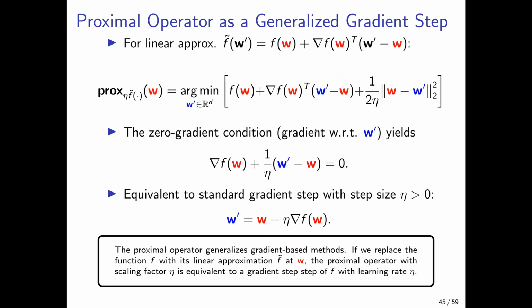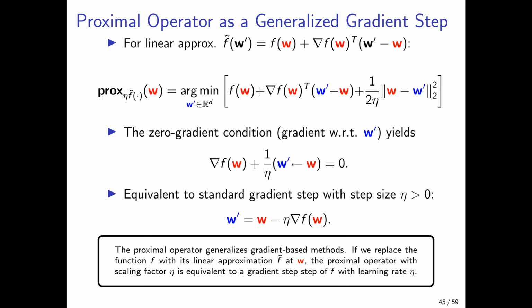Proximal operators are also closely related to gradient descent. So imagine we are replacing f by its linear approximation here using the gradient. So in a way, we are replacing f in the definition of the proximal operator by its linear approximation. And then, of course, to evaluate this proximal operator, we have to solve this optimization problem.